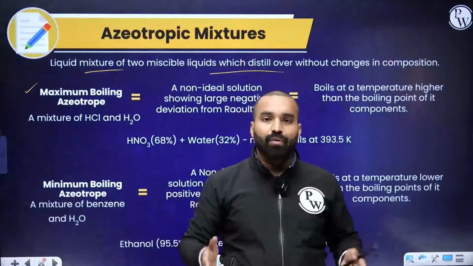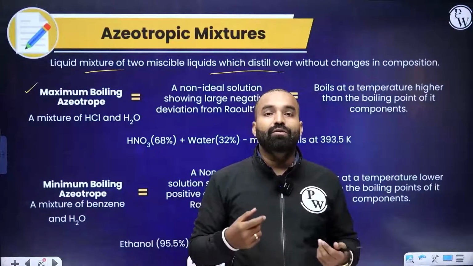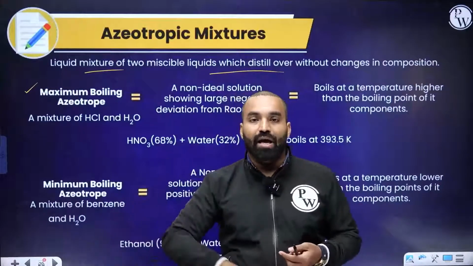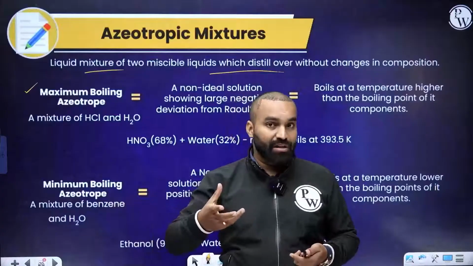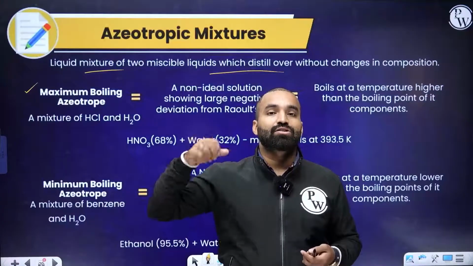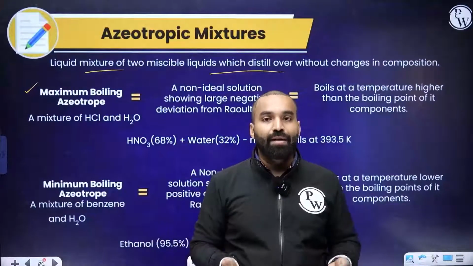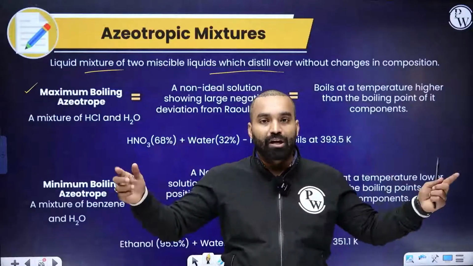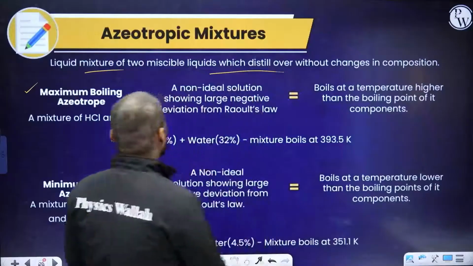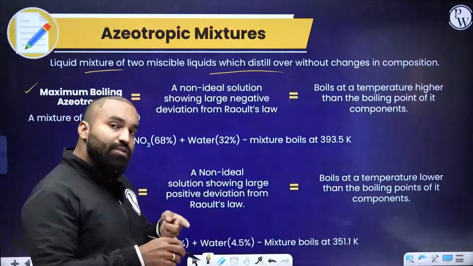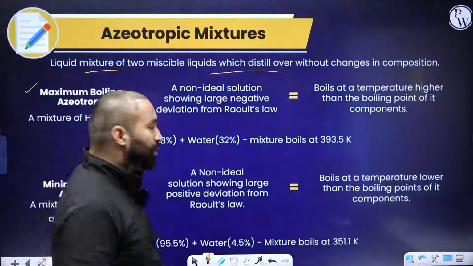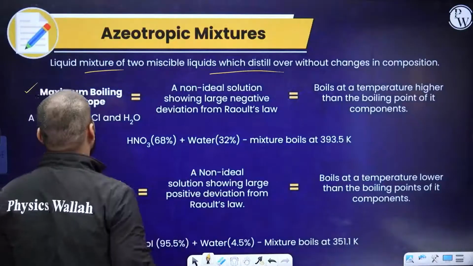Now I start boiling with this expectation that I can take out one component first and then the second one, fractional distillation. But here such kind of fractional distillation is not possible, because when you heat them, both of them boil at the same time and produce vapor at the same time. Understood? That is known as azeotropic mixture, which is one kind of non-ideal solution.